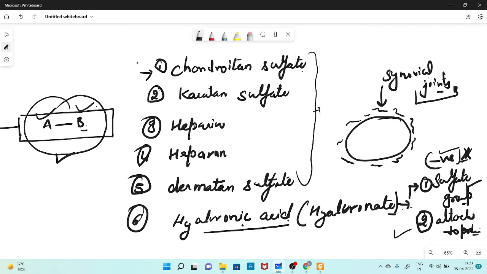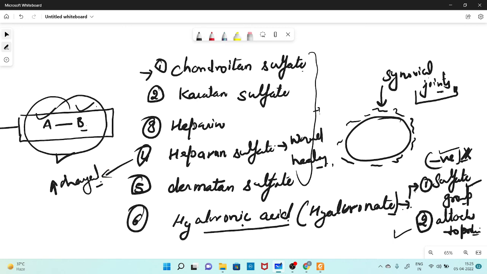This one is called heparan sulfate. Heparan sulfate is helpful in wound healing, right? And this one is highly negatively charged compared to other GAGs. So sometimes a question can be asked: which one is the least charged and which one is the highly charged GAG. Heparan sulfate is the highly charged heteropolysaccharide, and it is helpful in wound healing.